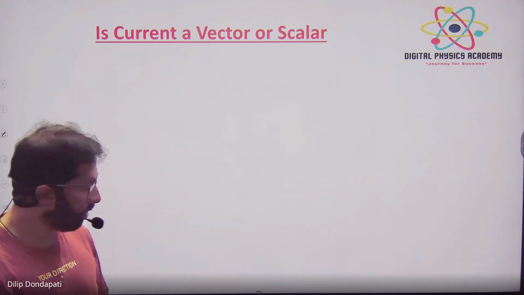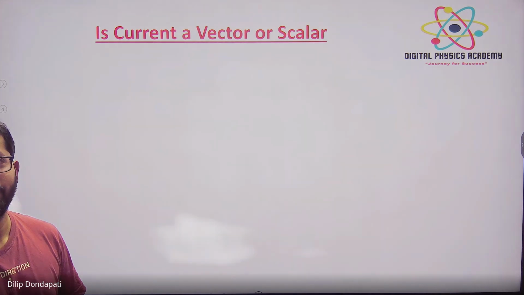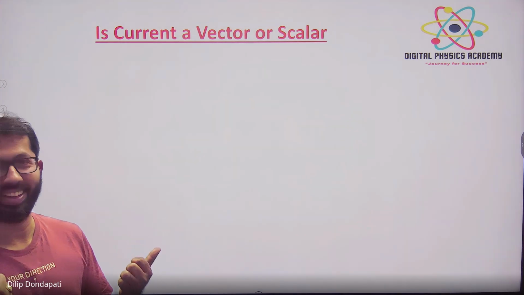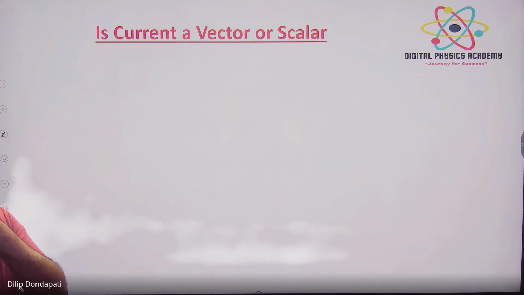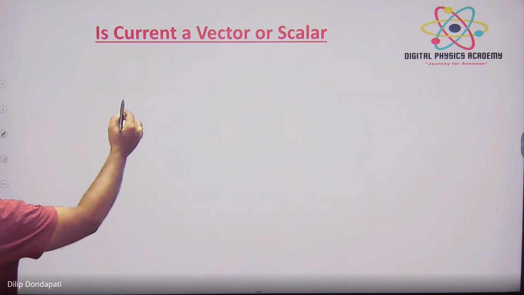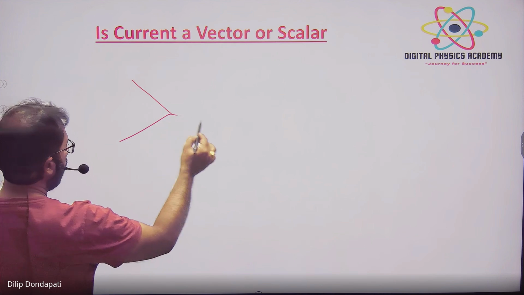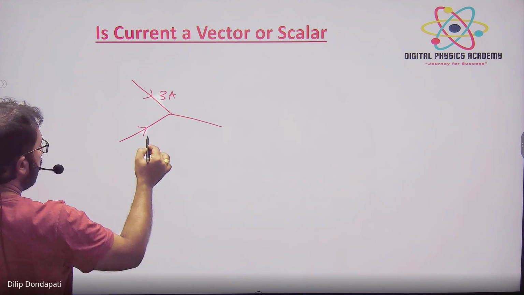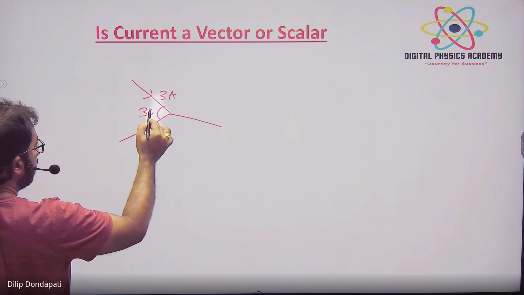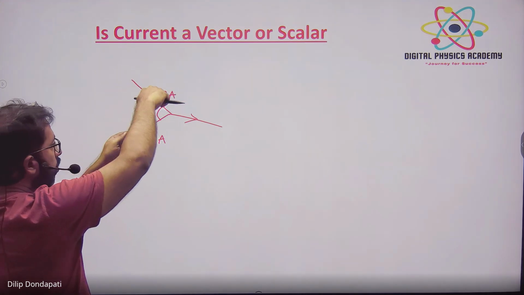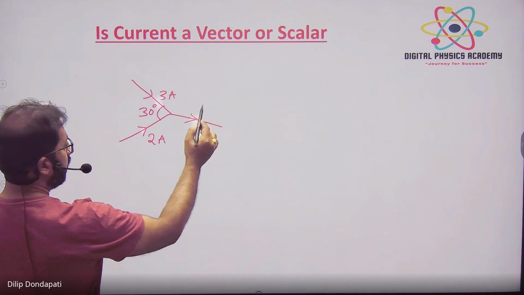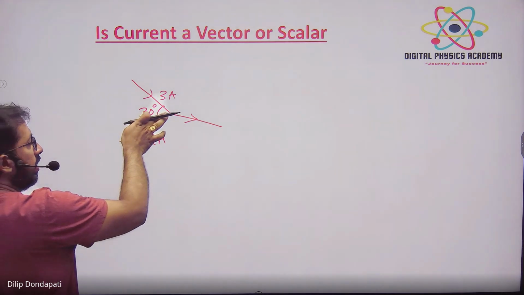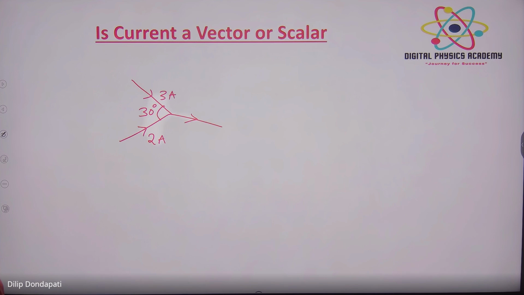Now, is current a vector quantity or a scalar quantity? Vector or scalar? Right or left? Vector, scalar. Tell me. Scalar? Why? It has a direction, right? Suppose this is 3 ampere, this is 2 ampere, and the angle is 30 degrees. So what will happen? 3 ampere and 2 ampere together, how many amperes will come? How much ampere will flow here? 3 ampere is coming like this, 2 ampere is coming like this. So how much current will flow? Add them, how much?